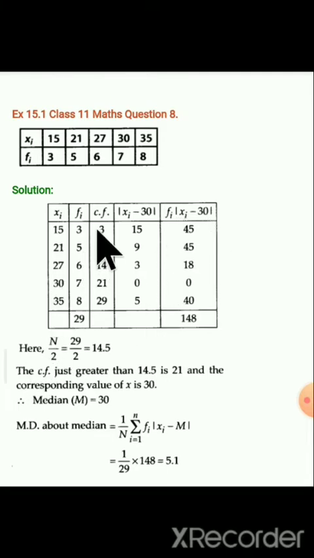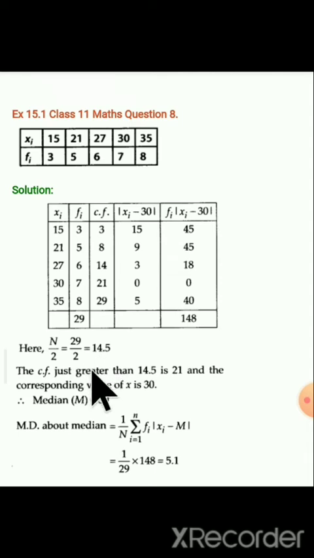So first find out the values of cumulative frequency. We will get cumulative frequency by taking the first value as it is. Next for the second value, sum of second and first value: 5 plus 3 is 8, 6 plus 8 is 14, 7 plus 14 is 21, 8 plus 21 is 29. Therefore the sum of frequencies is 29. Therefore find out the value of n by 2. N means sum of frequencies, that is 29 by 2, that equals 14.5.